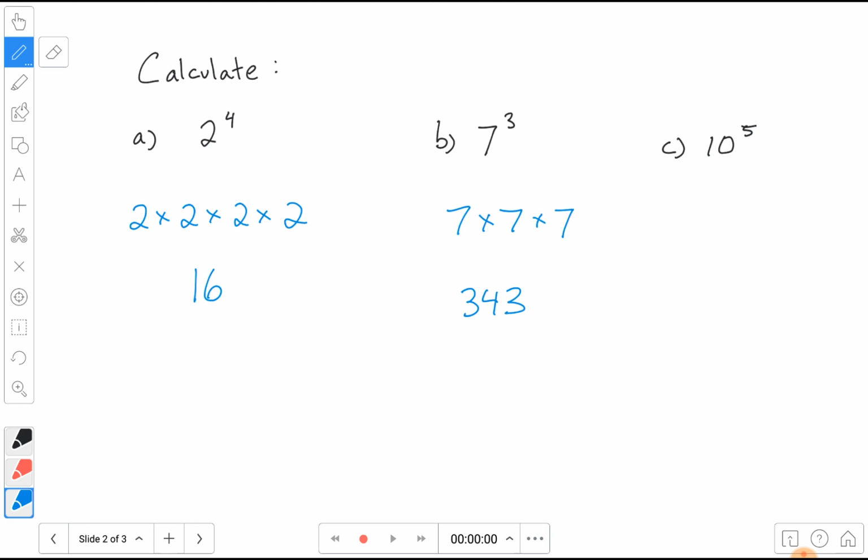10 to the power of 5. This means 10 times itself 5 times. So this will be rather large. 10 times 10 is 100, times 10 is 1,000, times 10 is 10,000, times 10 is 100,000. So 10 to the power of 5 is 100,000. You see, it doesn't take long for the number to get very large.